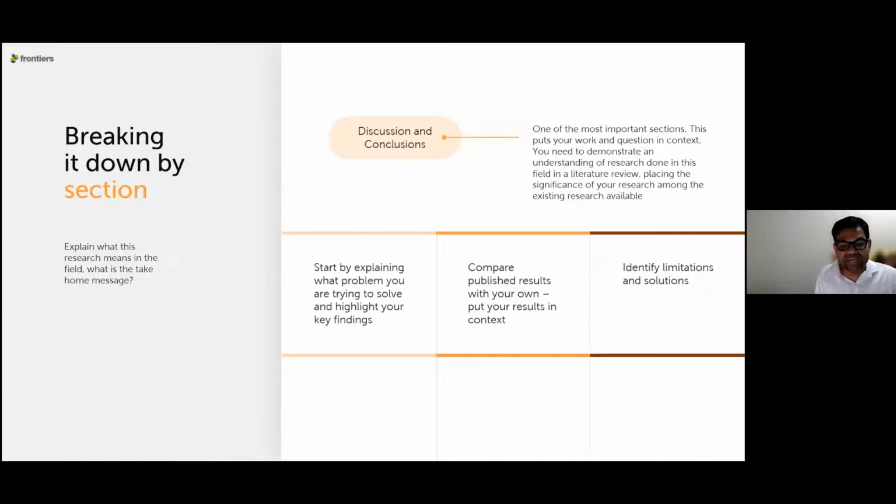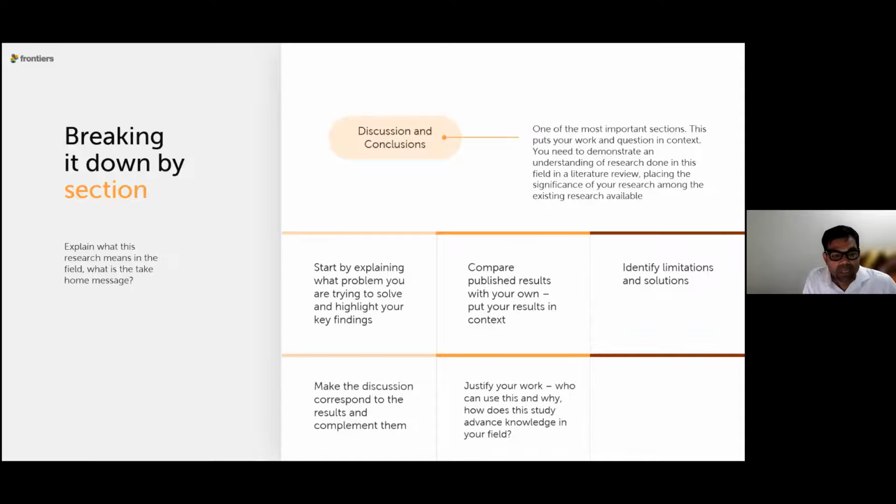Also here in this section, we identify limitations. Not everyone does field experiments in the field. You may say that the limitation is we did this trial in the glass house. So therefore, to confirm these results, there is a need to do field studies. So that's a limitation with some kind of solution. We need to really give these types of suggestions. Also make sure the discussion corresponds to the results and complements them, okay? Do not simply repeat the results again here, as I mentioned earlier. Also, justify your work: who can use this and why, how does this study advance knowledge in your field? So this is very important. That's why discussion is very important.